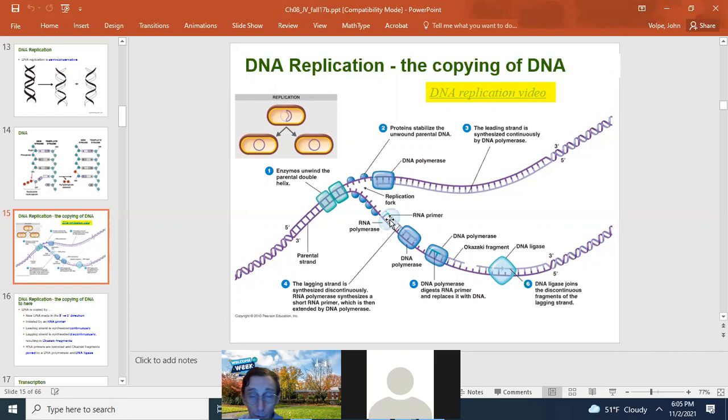Like I said, you should know the three major enzymes: helicase, which opens up the two strands of DNA, DNA polymerase, which makes the newly replicated strand of DNA using the template, the old strand of DNA, as its template. And then the DNA ligase. Those are the three main enzymes. Any questions about that?